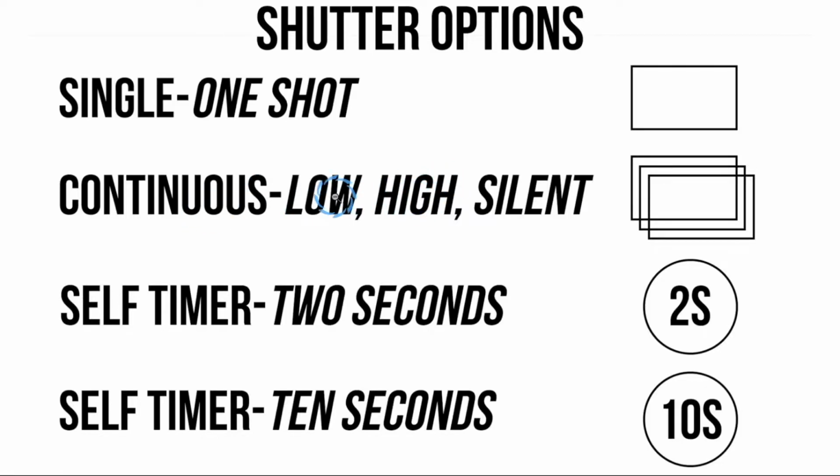Now, some cameras aren't going to have a low and a silent setting. If they don't, it's either going to be one shot or continuous. Those are your only two options. Pick high.